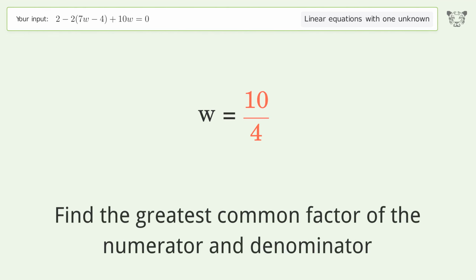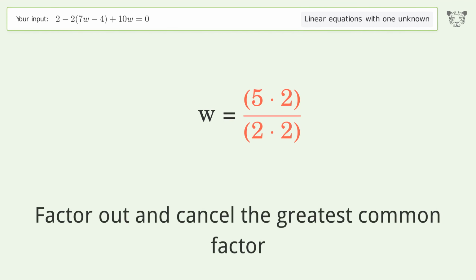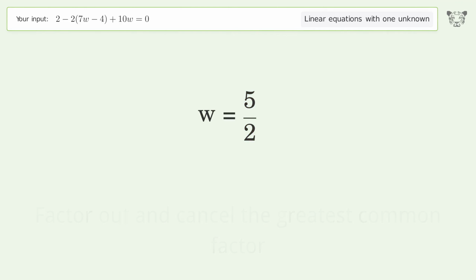Find the greatest common factor of the numerator and denominator. Factor out and cancel the greatest common factor. And so the final result is w equals 5/2.